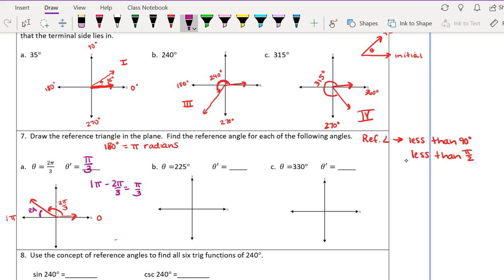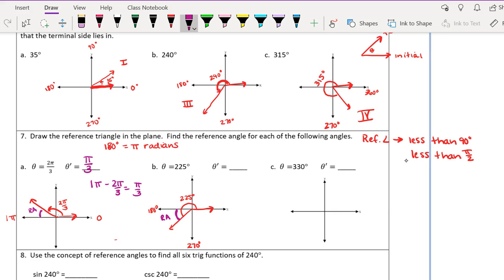Okay, for 225, I should say. So now I've got to decide. Now I'm in degrees, 180 and 270. So I have to go 225 degrees. So here's my initial side, and I'm going to rotate around past 180, and I'm down here. This is 225 degrees. We are going to the x-axis. So the closest x-axis is right here. That's my reference angle.